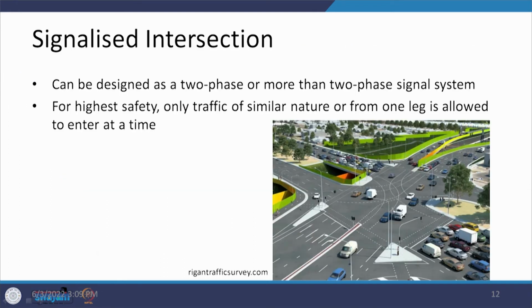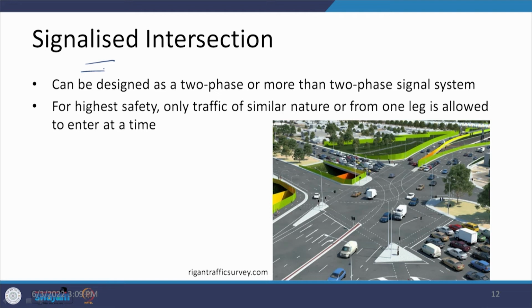Now, the culmination in terms of the time segregations is coming from signalization at any intersection, and this can be the highest type of safe design, where based on the cycle lengths and the number of phases adopted for the different types of movements at this intersection, we can reduce or eliminate the conflict points.